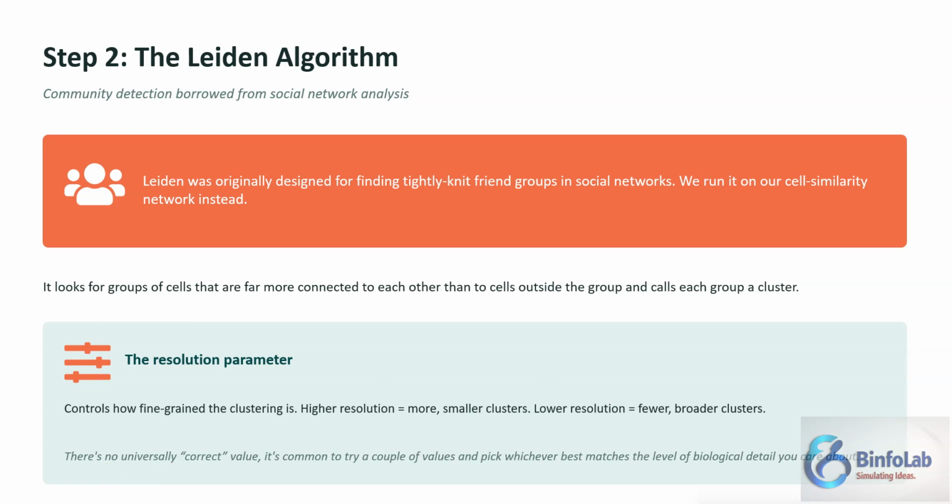So if you ask me in future what is the good value for your data set, let me tell you here that there is no universally correct value. It is common to try different values, with tweaking the k value. Let's say k15, k13, k20, k10, and whichever best matches the level of biological detail you care about is the best for you.